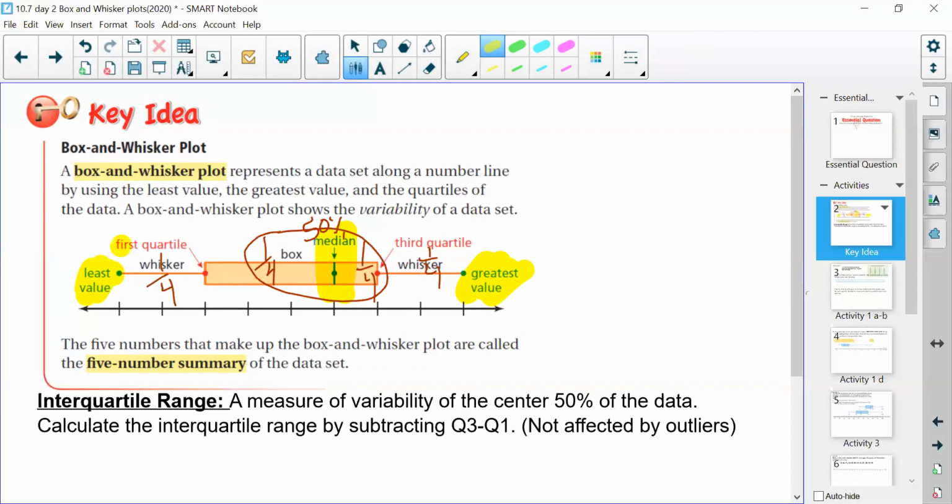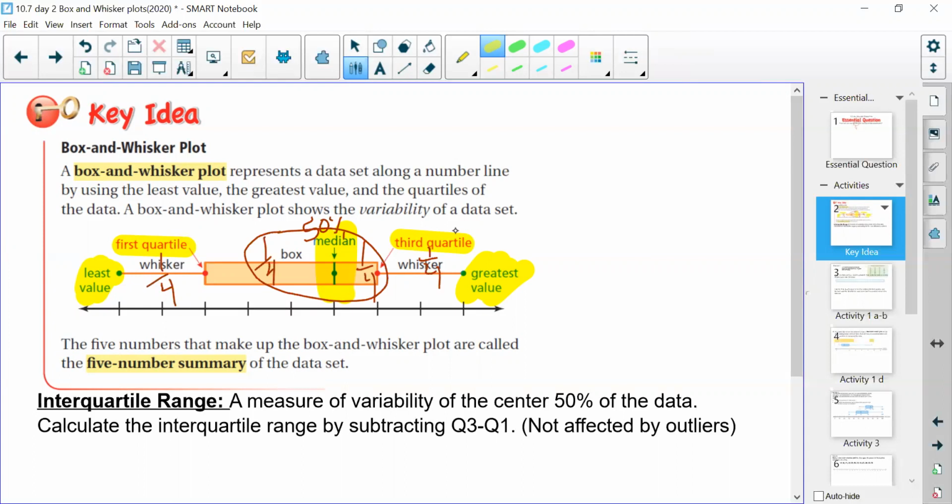The first quartile is actually just the median of the lower half. So it's just the middle of the lower half. Okay. The third quartile is just the middle, or the median, of the upper half. So you have 5 data points that you've got to be able to find in order to draw a box and whiskers plot, to make your data look like a picture.